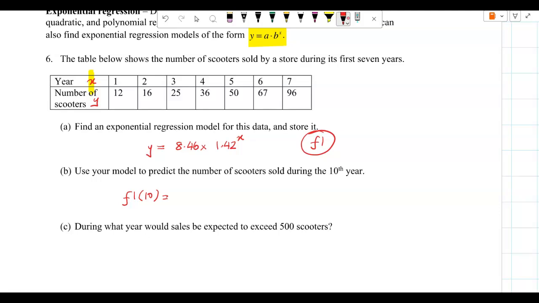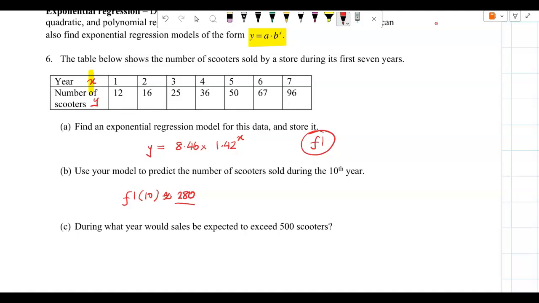Is it menu control? No, to open a new tab is dot. F1 of 10. This 10 means the x value is 10, during the 10th year. Same problem. What you have to do is press control and dot, so it will open the next page and then you do that.